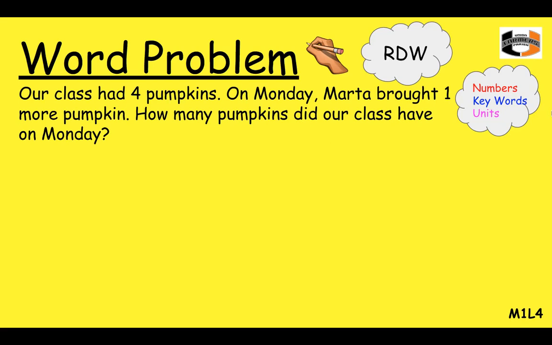So you see the cloud with the words. It says numbers, keywords, and units. Did you hear any numbers? I heard 4 and 1. Did you hear any keywords? I heard the word more, which tells me we're probably going to add. Do you know what our units are? What are we working with? Right, we're working with pumpkins. So we're going to highlight all of those things to help us solve this word problem.